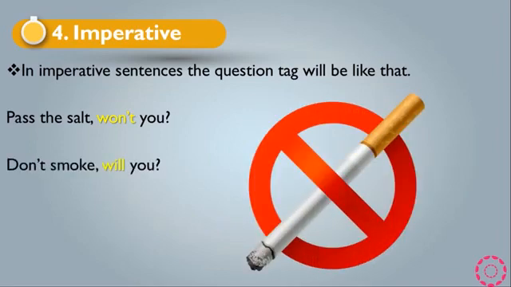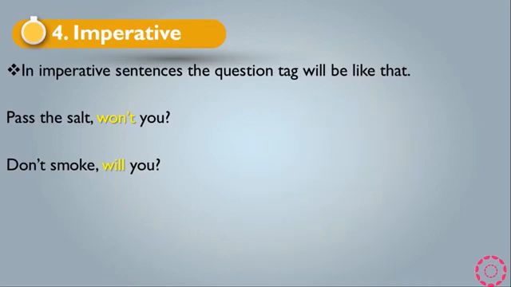Or, don't smoke, will you? Pass the salt or don't smoke is an order, so it's called imperative. In imperative, we can use won't or will according to the sentence. As you see, pass the salt is positive, that's why I use won't, and don't smoke is negative, that's why I use will.